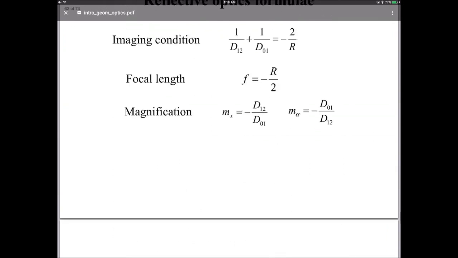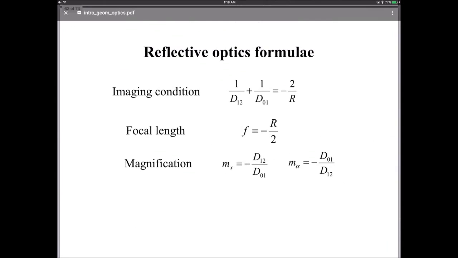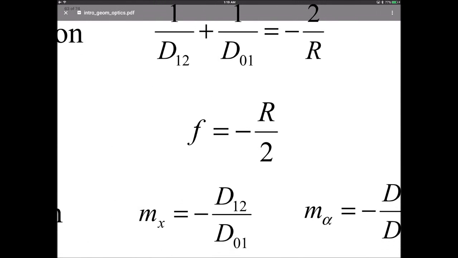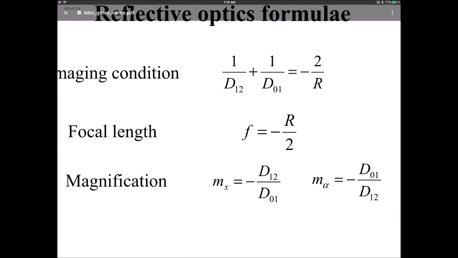So we would have a similar mathematical formula to describe the imaging conditions for reflective optics. If you remember, the lens formula was 1 over image distance plus 1 over object distance equals 1 over the focal length. It's the same here: 1 over image distance plus 1 over object distance equals 1 over focal length, and the focal length is given by R over 2, which is the radius of curvature divided by 2.